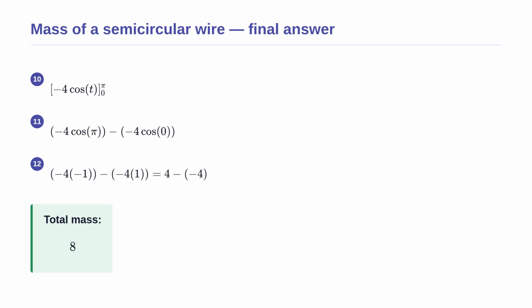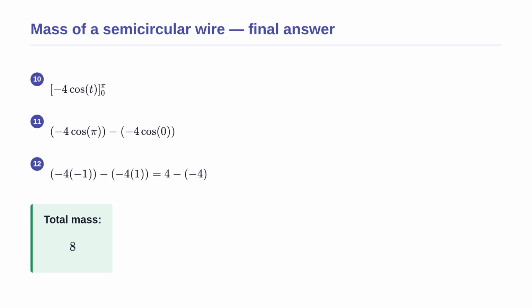Now we just need to evaluate this simple integral to find our final answer. We pull the constant 4 out to the front. The antiderivative of the sine function is negative cosine, giving us negative 4 cosine of t. Using the fundamental theorem of calculus, we plug in the upper limit of pi and subtract the result of plugging in the lower limit of 0.